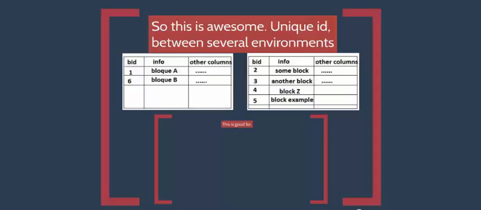Suppose that you create a block A with ID number 1 in production, then you create 4 blocks in stage. The Drumine database will assign the IDs 2, 3, 4, and 5, and later in production you create the block B. Drumine will assign the ID number 6, so there is no overriding between IDs in different environments.